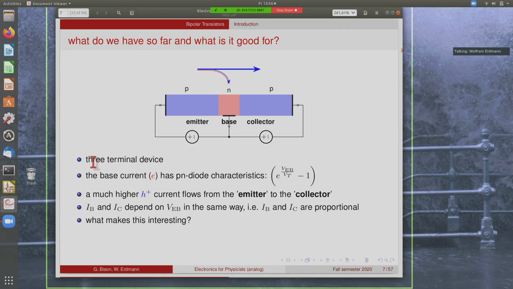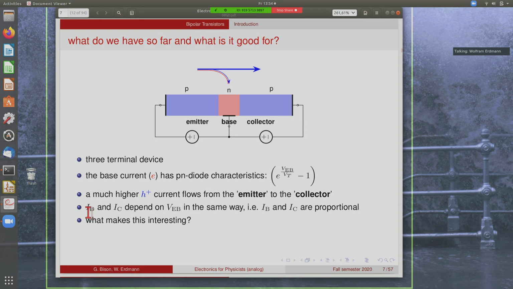So this is now a three-terminal device. The base current for the electrons has the usual PN diode characteristics, which is given by this formula, e to the VEB. So VEB is the voltage between the emitter and the base, divided by the thermal voltage minus 1. And there's a much higher current of holes that flows directly from this P region, which is hence called the emitter, because it emits the holes to the collector. So this is the important current for us. For the PNP, it's a hole current. It flows from the emitter to the collector, and hence the names of these terminals.